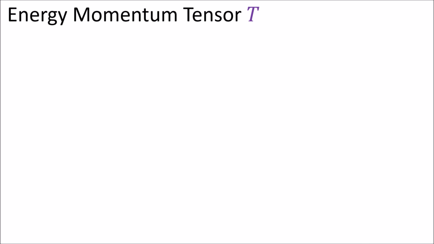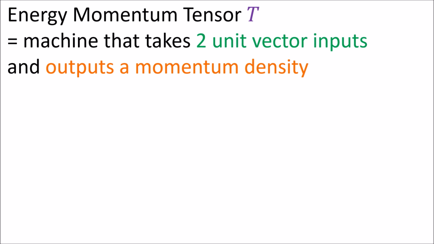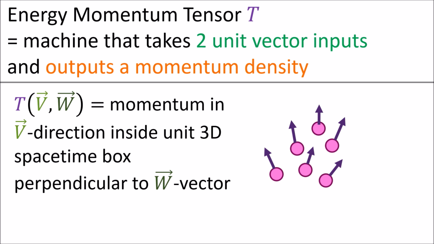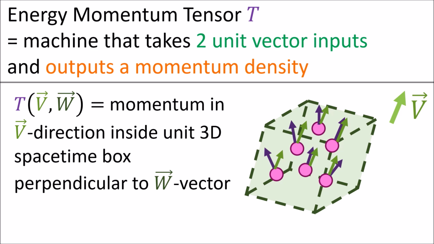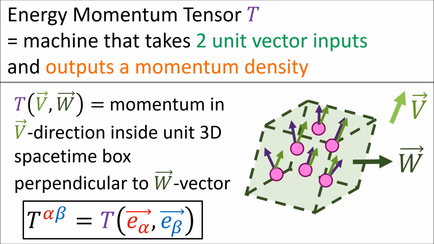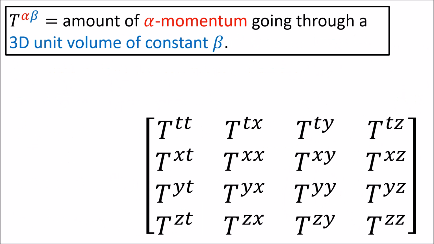So the energy momentum tensor T is like a machine that takes 2 unit vectors as input and outputs a momentum density. T acting on v and w gives us the total momentum in the v direction inside a unit 3D spacetime box perpendicular to the w vector. The T alpha beta component is just what we get when the momentum direction is a basis vector E alpha and the 3D spacetime box is denoted by a perpendicular basis vector E beta. So we can think of the alpha beta components of the energy momentum tensor as the flux of alpha momentum crossing a unit volume of constant beta.